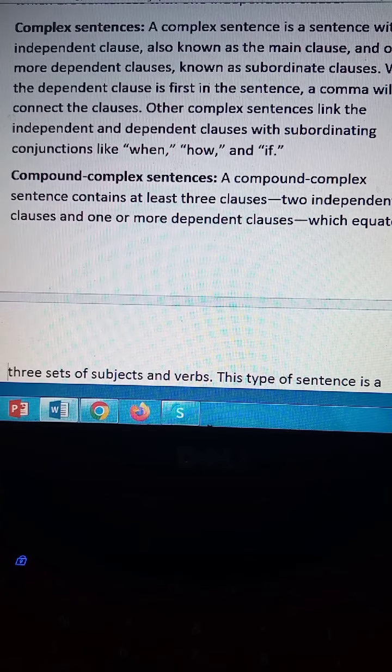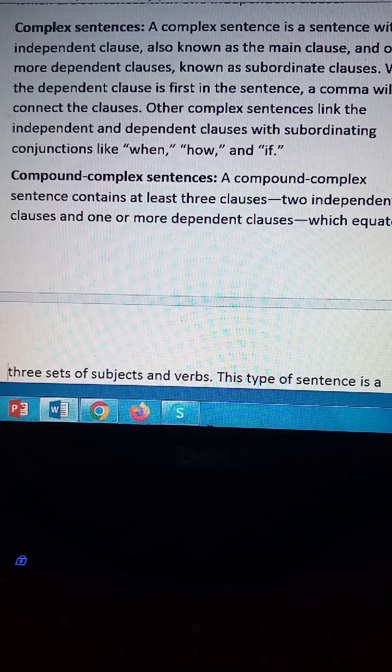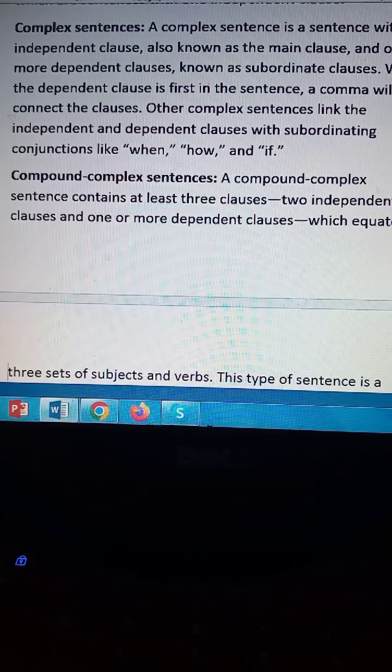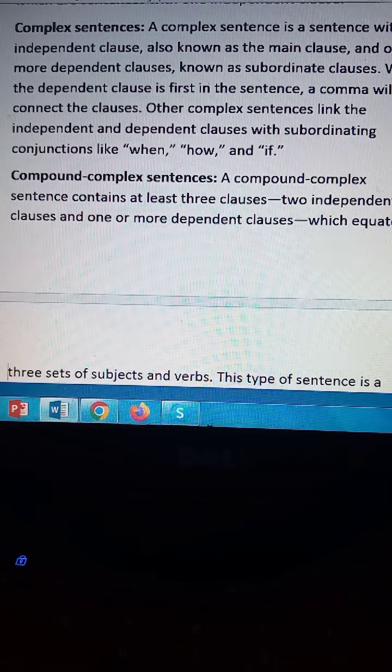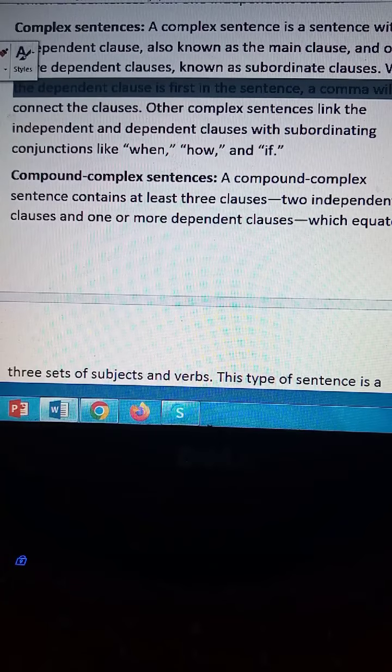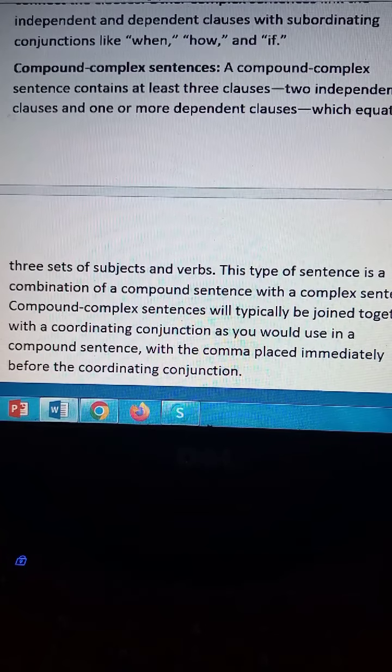That is a complex sentence. The last type of sentence structure is compound-complex sentences. A compound-complex sentence contains at least 3 clauses, and what are those? 2 independent clauses and 1 or more dependent clauses. It should have 2 independent clauses, I repeat, and 1 or more dependent clauses, which equates to 3 sets of subjects and verbs, right? So this type of sentence is a combination of a compound sentence with a complex sentence, right?